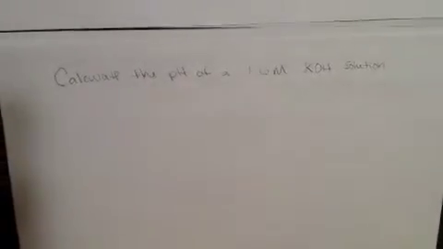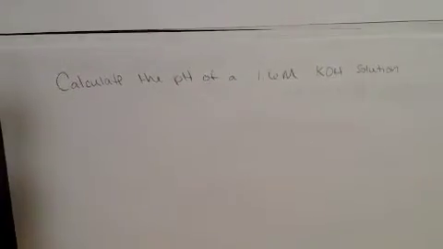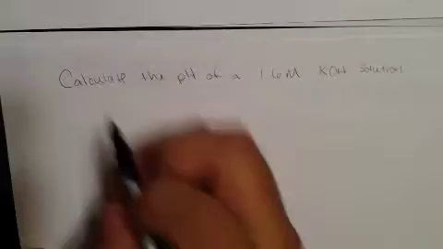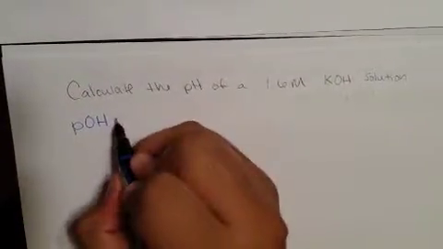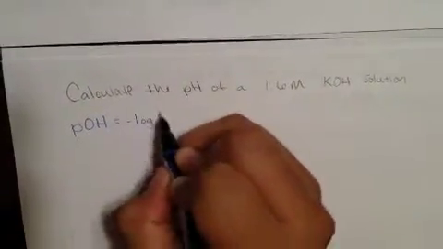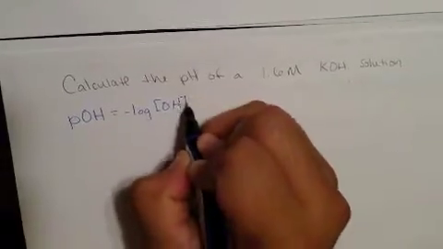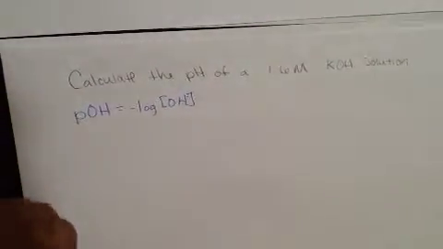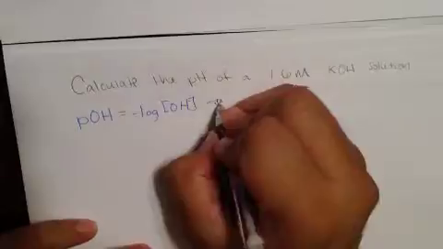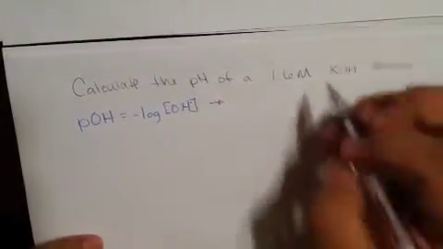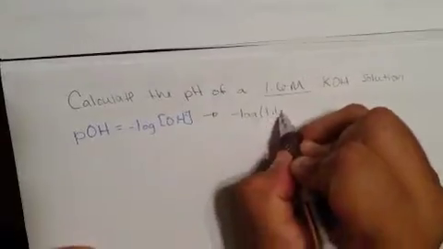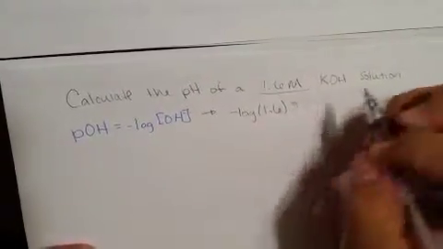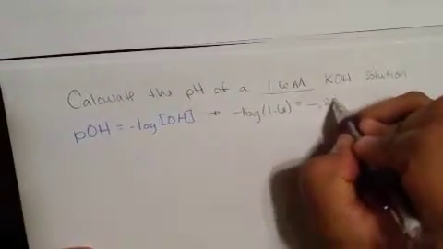This particular problem, it's asking us to calculate the pH of a 1.6 molality KOH solution. So you have to remember one thing, the formula for pOH, which is the negative log of your OH. Getting what they give you in the problem, plugging it in, so it's negative log of 1.6. Solving for that, it gives you negative 0.204.